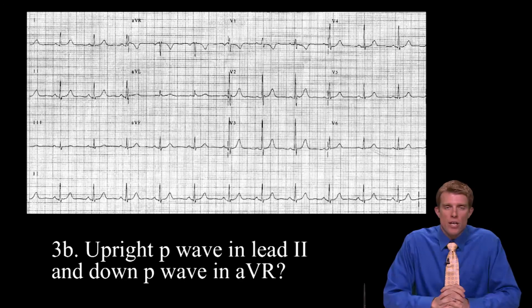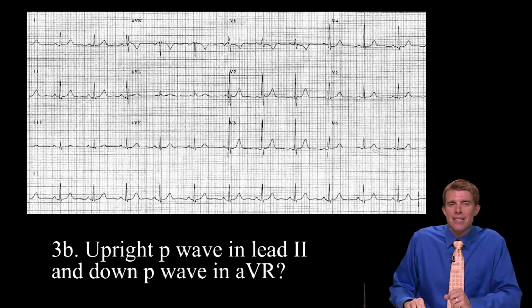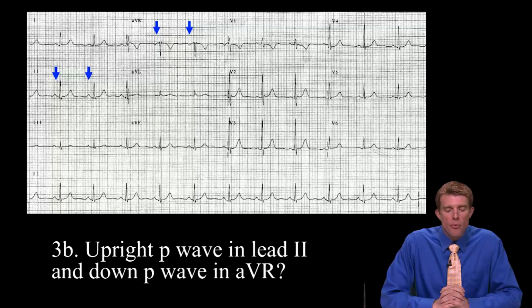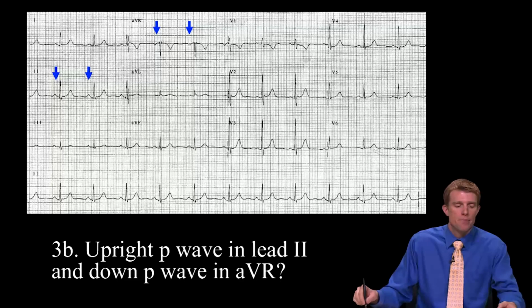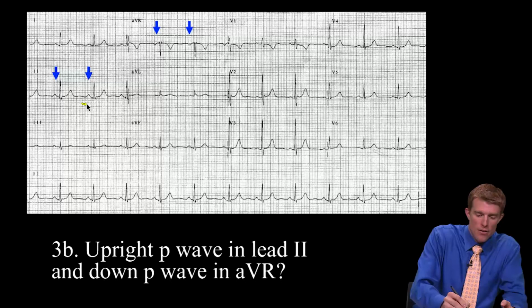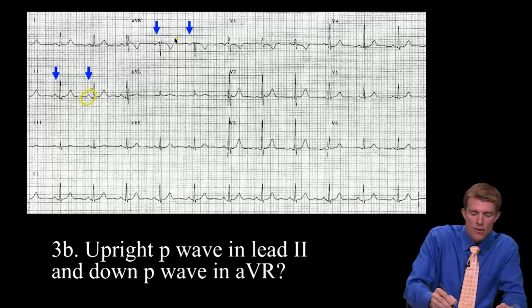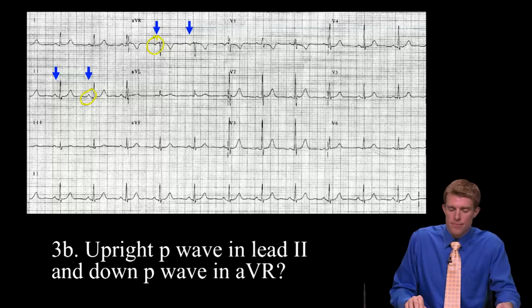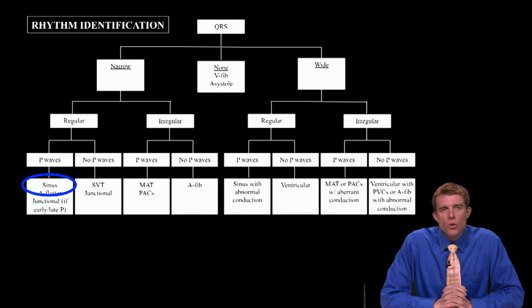And there's a very simple question we can ask ourselves to figure that out, which is, are the P waves upright in lead 2 and are they down in AVR? So in a normal sinus rhythm, the P waves will be upright in lead 2, as shown here, and they will be down in AVR. So here is them being upright, and here is them being down. And so we know, looking at this ECG, we've asked a series of very simple questions and determined that this ECG shows a sinus rhythm.